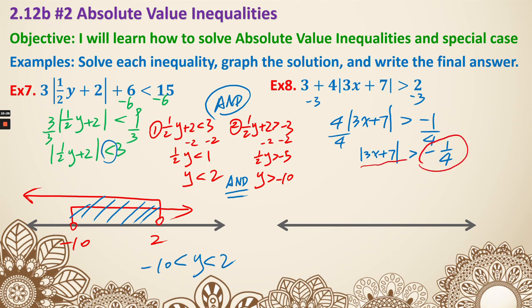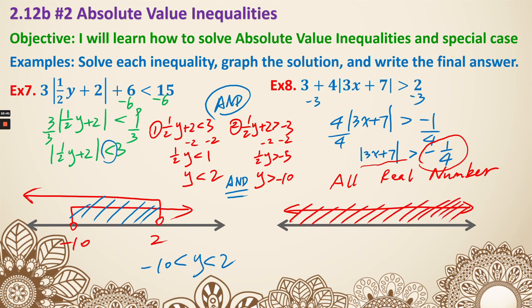And I can see the right side is a negative number. So automatically that's going to work, always work. So the answer is all real number. You just need to make sure to graph and shade every single part on the number line. That is everything for 2.12b.